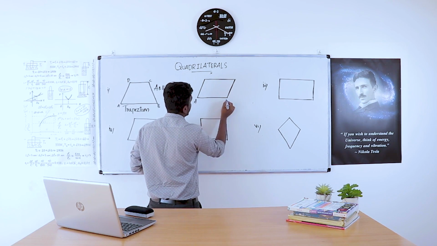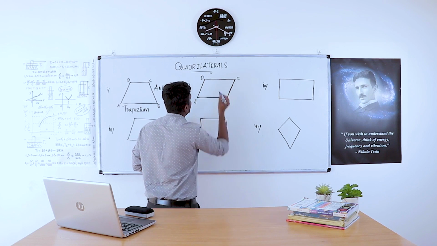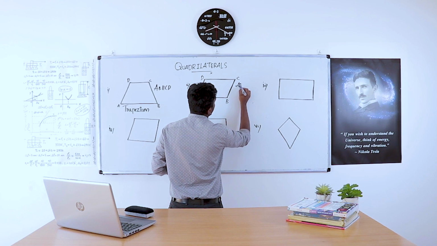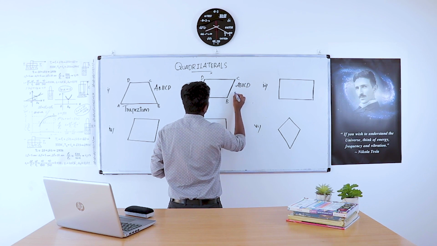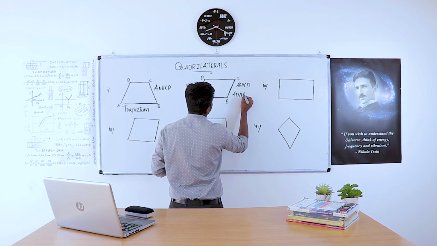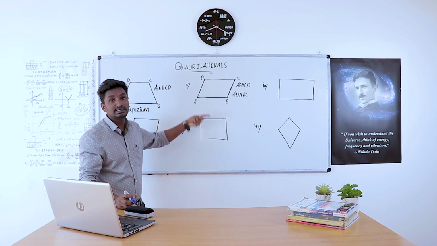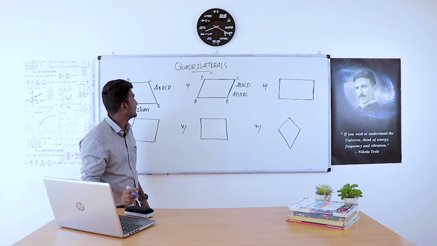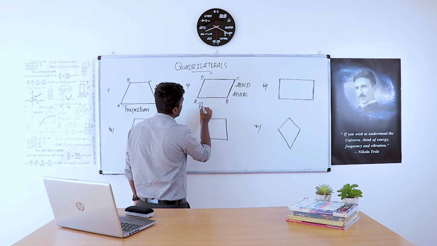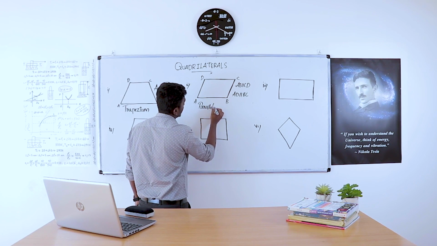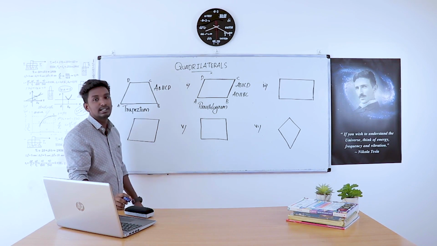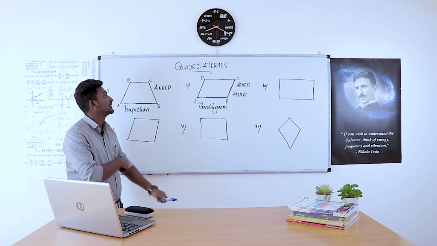Now moving to the second figure. I'm also naming it A, B, C and D. Now look at this. AB is parallel to CD, and also AD is parallel to BC. That means opposite sides are equal and parallel. If opposite sides are equal and parallel, then this quadrilateral can be named as a parallelogram.